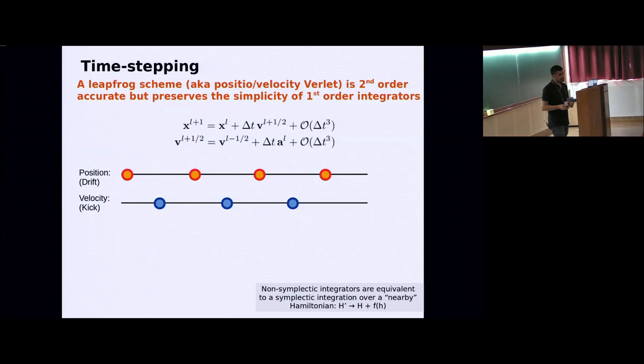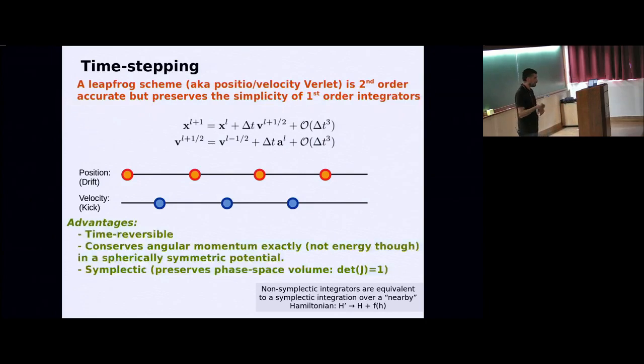So it's quite interesting, this leapfrog scheme, because despite being a first order solution, it has second order accuracy. It has the simplicity of a forward Euler, but much better convergence properties. And it has other advantages that are quite desirable when solving these systems. One of them is that it's time reversible.